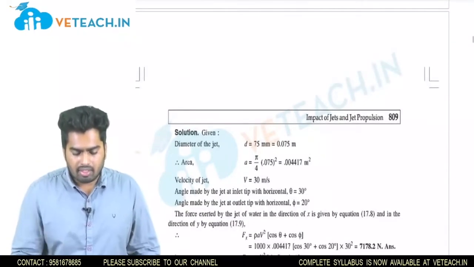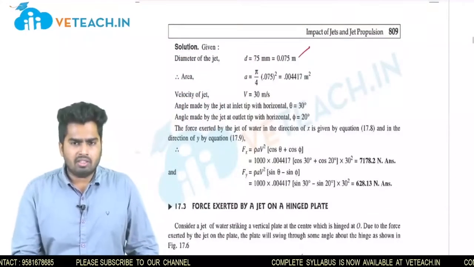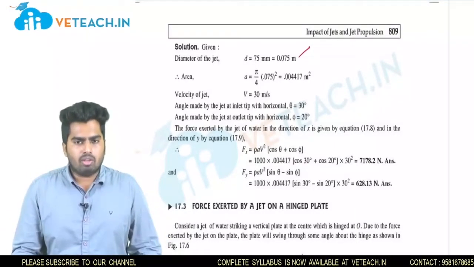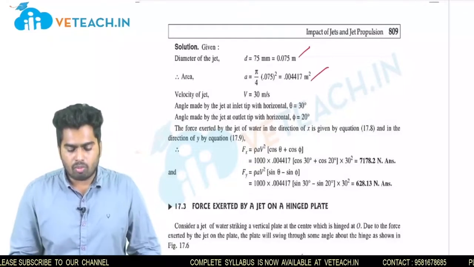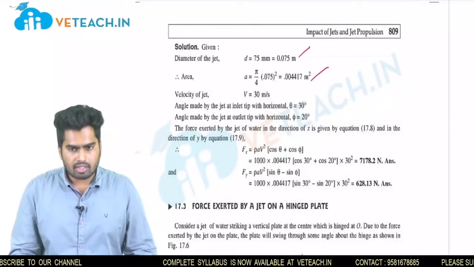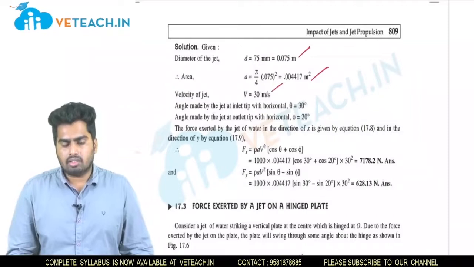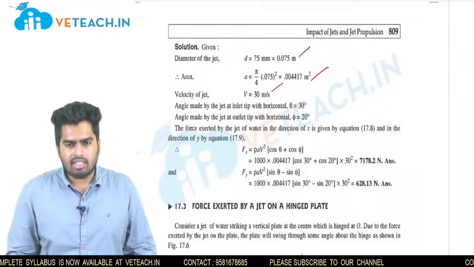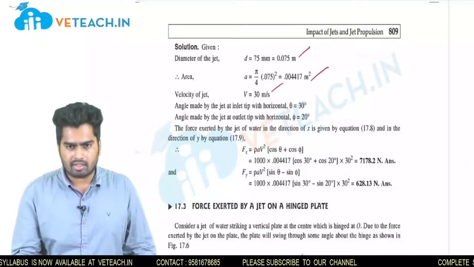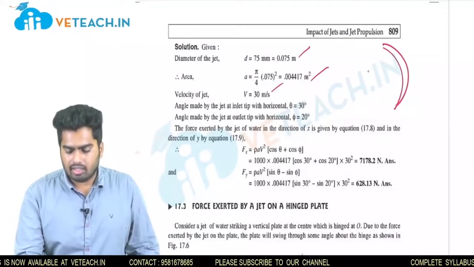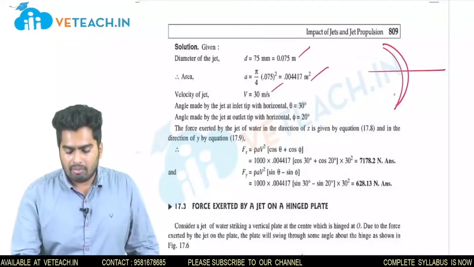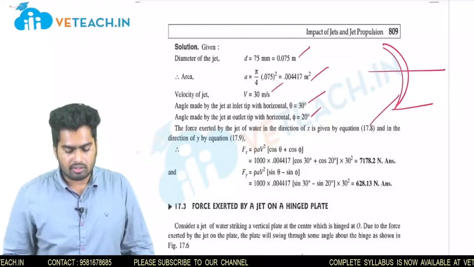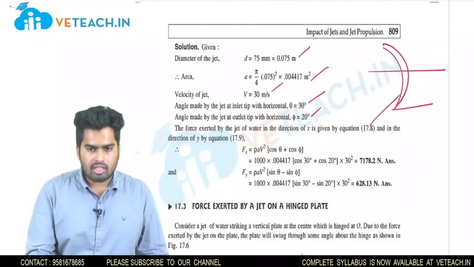Whenever the diameter is given to us, we convert it into meters, that is 0.075 meter, and the area is pi by 4 d square. So we get the area value as 0.00417 meter square. The velocity of the jet given is 30 meters per second. The angles are also given: the angle at entry is the angle between the jet and the horizontal axis, which is the plate axis. If this is my curved plate and this is my horizontal axis, the angle between the horizontal axis and the jet at entry is 30 degrees, and at the exit it is 20 degrees. He is asking to find Fx and Fy.